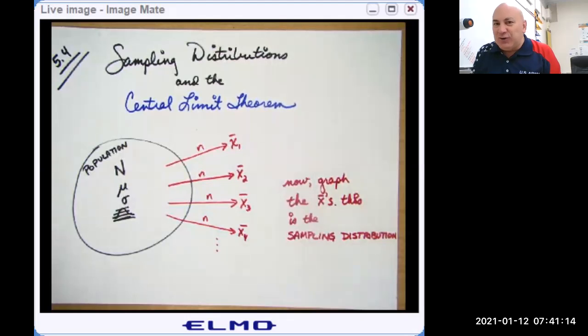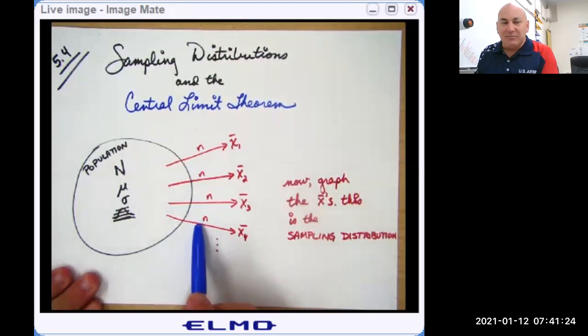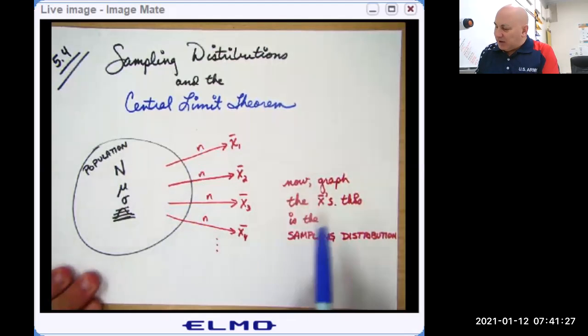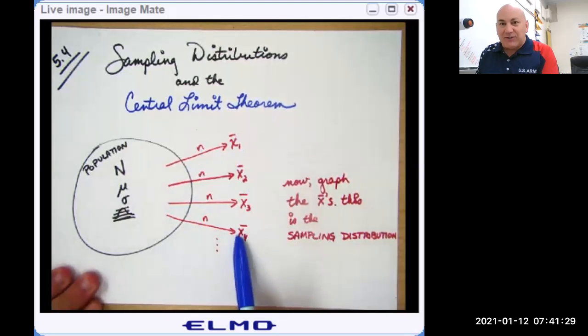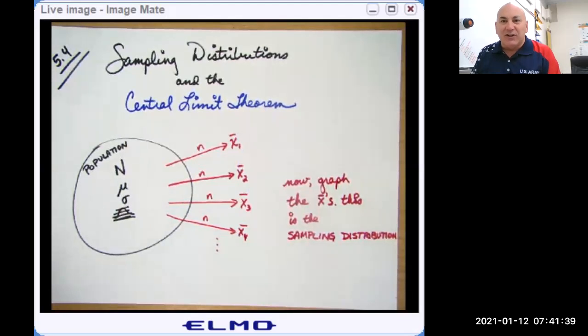In fact, if I could do that, the true sampling distribution is if I were to take every possible sample of size little n and average it. If I graph all these x bars on, say, a frequency histogram, for instance, that new graph would be my sampling distribution, sometimes called the sampling distribution of the sample mean, because we're graphing all these means. So that is the sampling distribution.